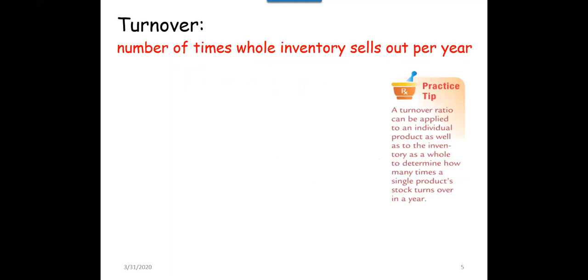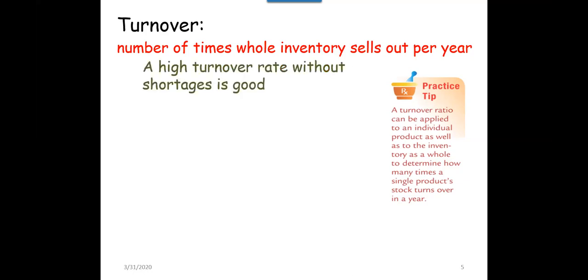So turnover, that's the next one. Number 4, the blank is turnover. That's the number of times whole inventory sells out per year. And you'll see in the practice tip, it says turnover ratio can be applied to an individual product as well as to the inventory as a whole. By that, it just means if I want to look at one medication, I can see how many times within 1 year that bottle is being replaced on the shelf, each month, each week. So I can look at an individual item or I can look at my entire inventory.